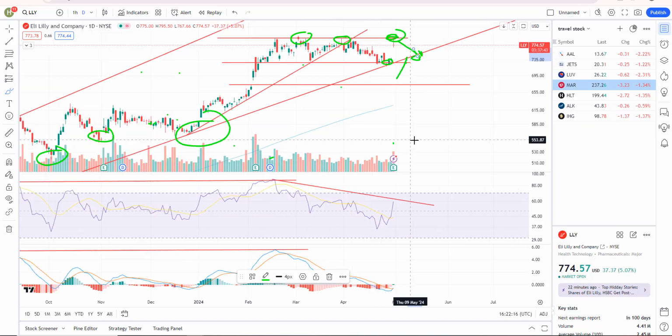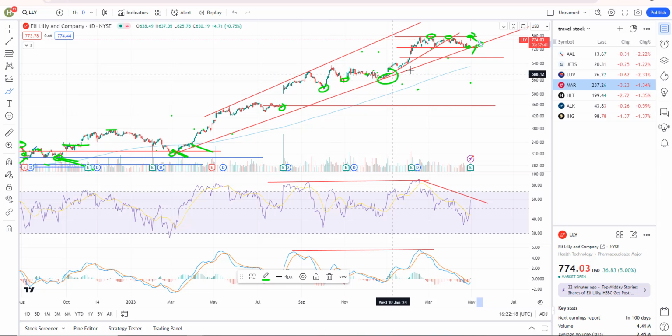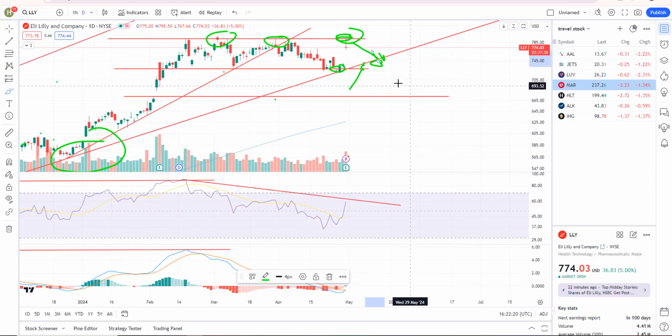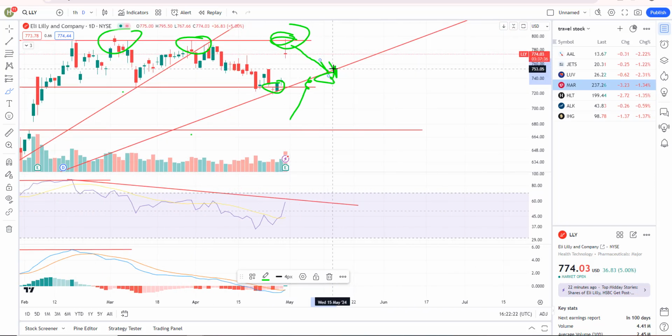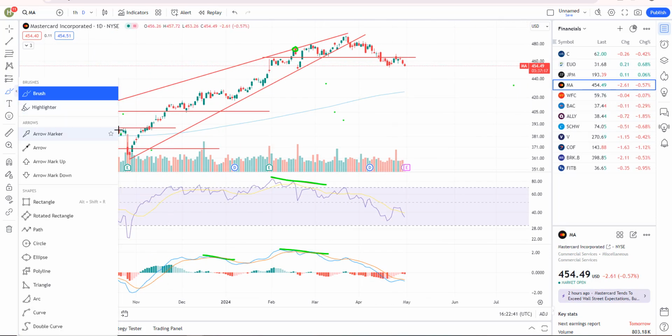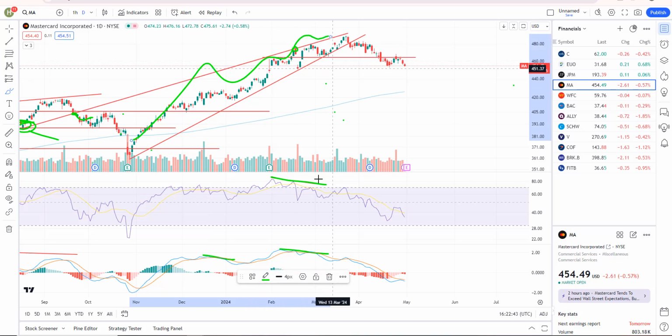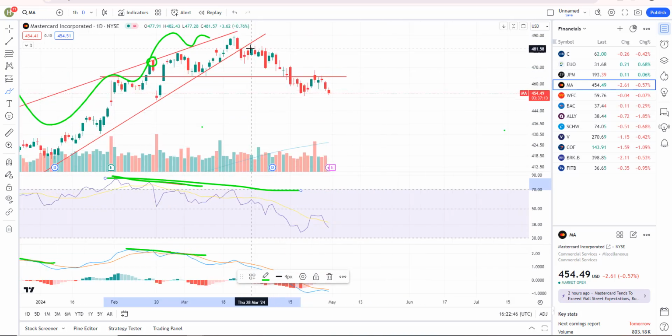That's my sell signal I'm waiting for, to break that upward trend line. I think we're going to get it. But yeah, I'm just kind of watching this one. MasterCard, again, this one, bearish rising wedge, negative divergence, sell signal right there, and nothing but selling ever since.